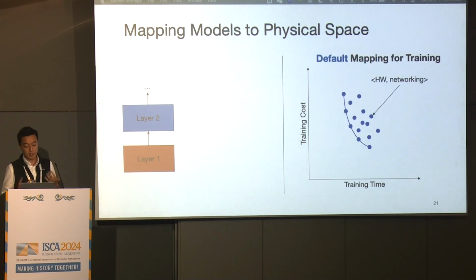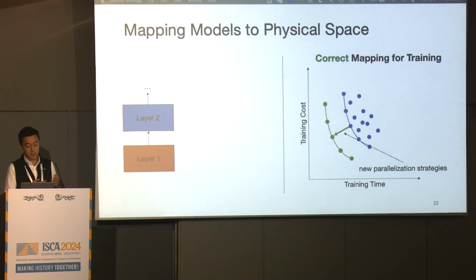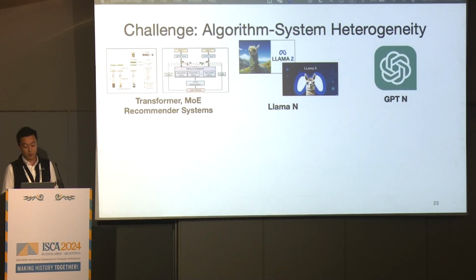So if we use industry standard default parallelization strategies, each hardware networking configuration gives you a distinct training time and cost. With successful mapping, we want to push this frontier forward to train faster and cheaper. As mentioned earlier, one of the hardest challenges in this space is the heterogeneity across both algorithms and systems. So understanding this heterogeneity is crucial in finding the right mapping strategy.